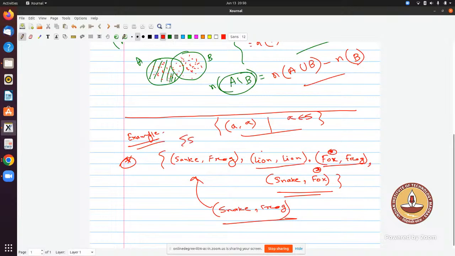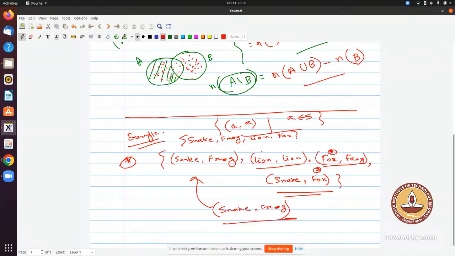Suppose our original set is snake, frog, lion, and fox. Suppose these are four elements. Then for the relation to be reflexive, (snake, snake), (frog, frog), (lion, lion), (fox, fox), all these four should be there.